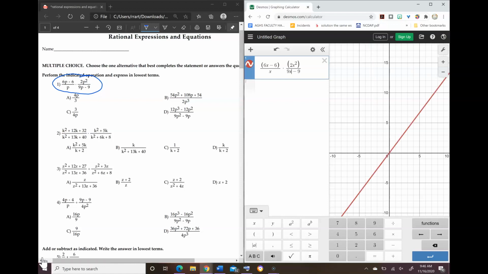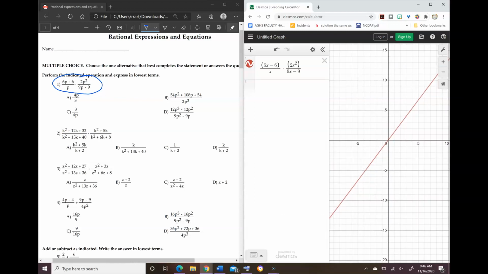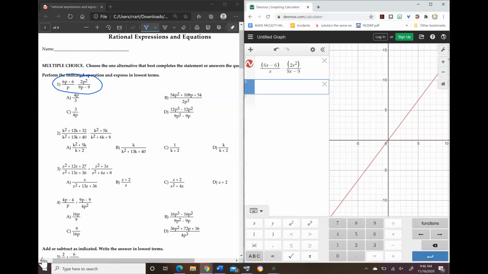All right. So I need to find the multiple choice question that gives me the same graph that I see over here. Okay? So you're going to type each one in. I'm going to type A in first. 4x divided by 3. And when it's a simple fraction like that, you don't have to do parentheses. Like B and D will have to do parentheses, but A and C we don't. So 4x divided by 3.